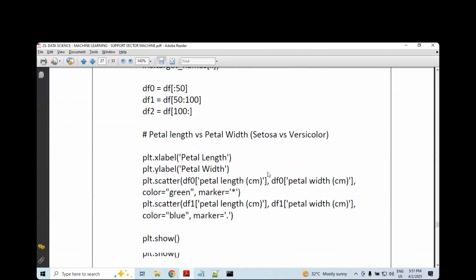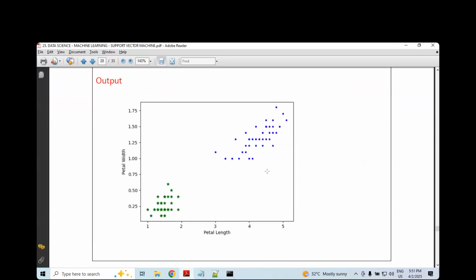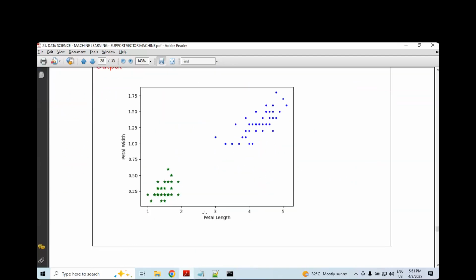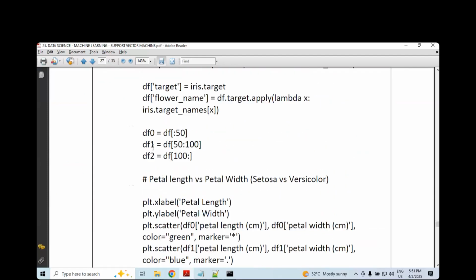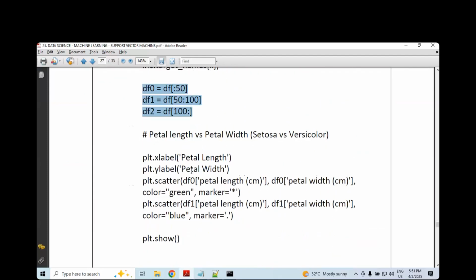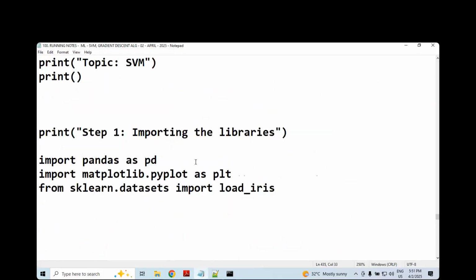Now the next example would be the same example, but previously I took sepal length and sepal width. Now I am targeting petal length and petal width. Same copy-pasted example, and these are all valid. From data frame number 1, I am taking the third feature and the fourth feature. Then let us try to make them separate.